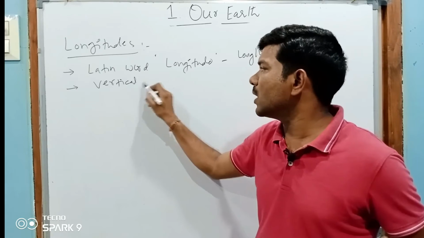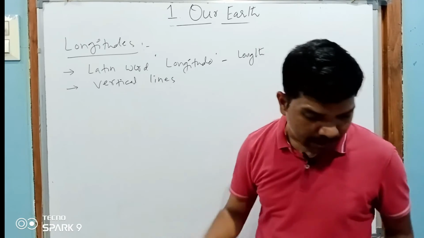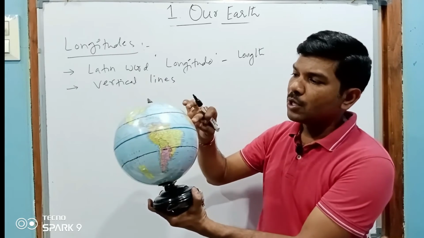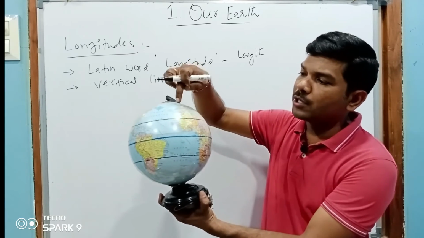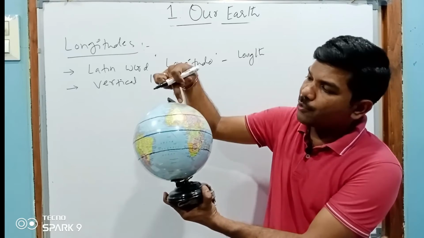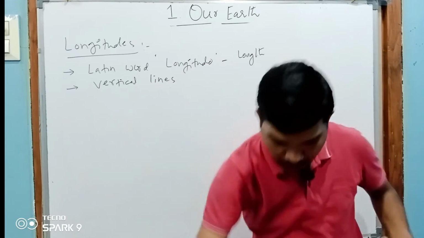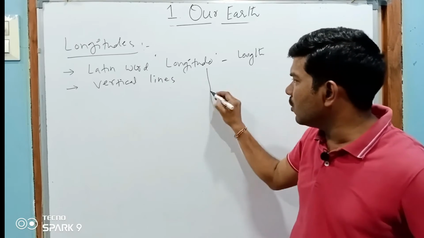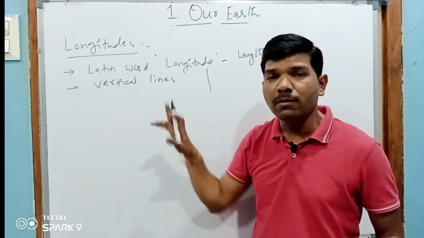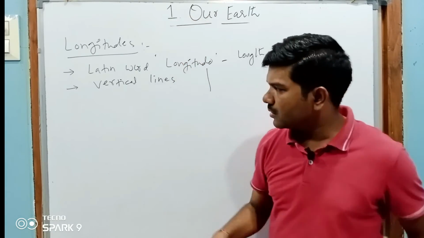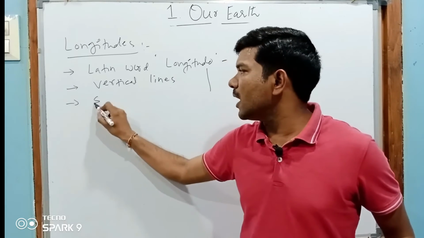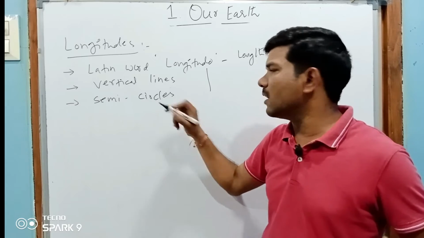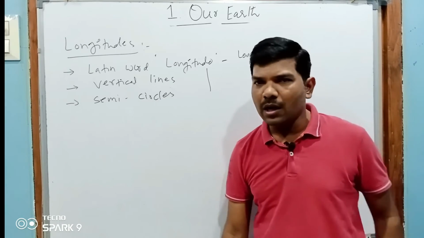These are vertical lines. Vertical lines అంటే ఏమని చెప్పాను? నిలువుగా ఉన్నటువంటి గీతలు. From here, 0 degree longitude is passing through London. These are vertical lines, running from north to south. These are also called semicircles. వీటిని semicircle అని కూడా పిలుస్తూ ఉంటారు.